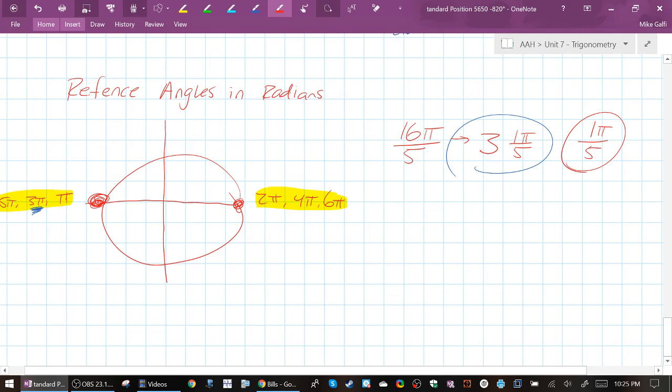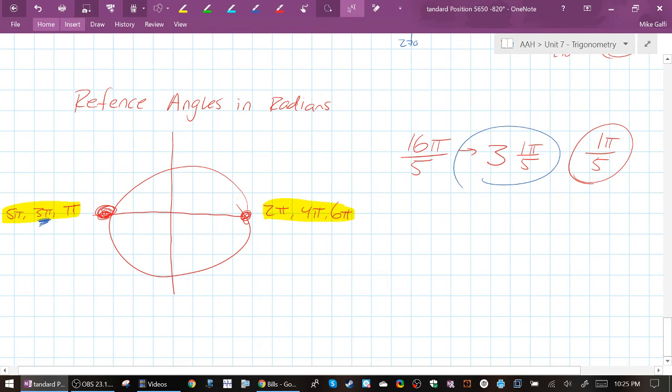Okay. What if I did, for example, 23 pi over 5? Okay, so 23 pi over 5, if I write it as a mixed number, 5 goes into 23 4 times, and there would be 3 pi over 5 left over.